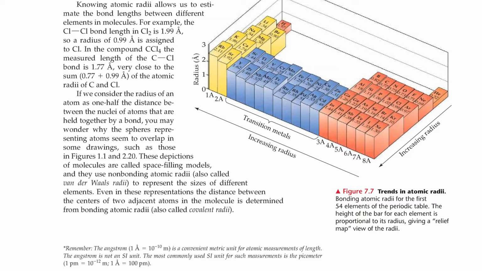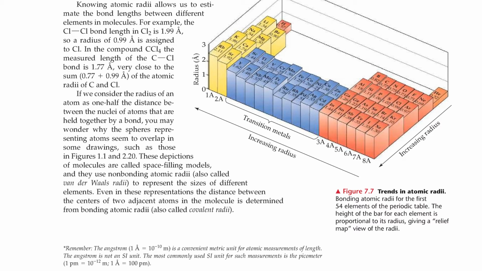If we consider the radius of an atom as 1/2 of the distance between the nuclei of atoms that are held together by a bond, you may wonder why the spheres representing atoms seem to overlap in some drawings, such as in Figures 1.1 and 2.20. These depictions of molecules are called space-filling models, and they use non-bonding atomic radii, also called van der Waals radii, to represent the size of different elements. Even in these representations, the distance between the centers of two adjacent atoms in the molecule is determined from bonding atomic radii, also called covalent radii.